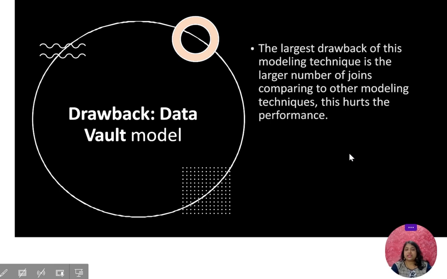Now, there are some drawbacks also, because it is the largest data set. It does not have any specific structure. That is why the performance also deteriorates. It means that it requires a lot of time to query from the data set.